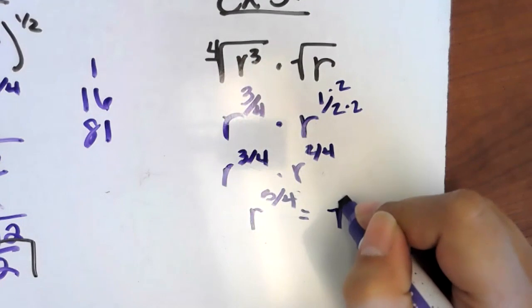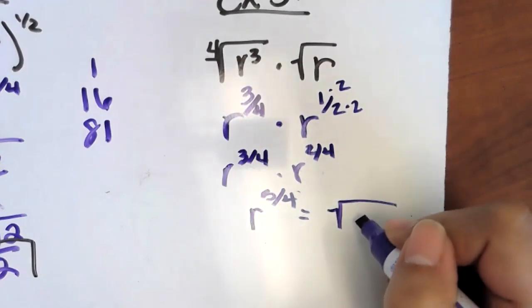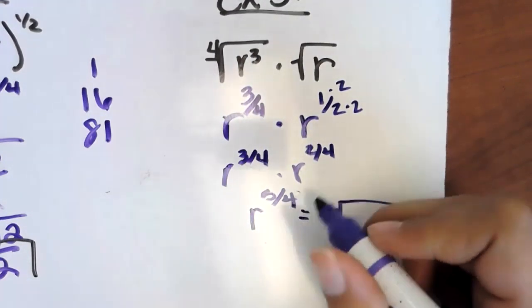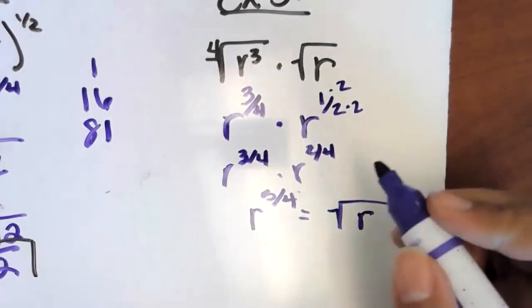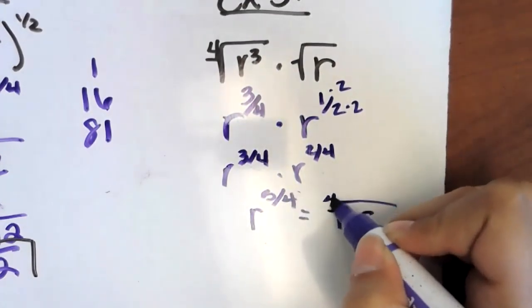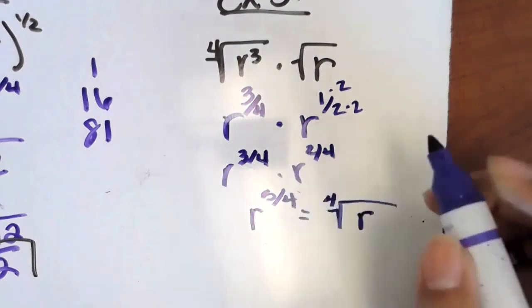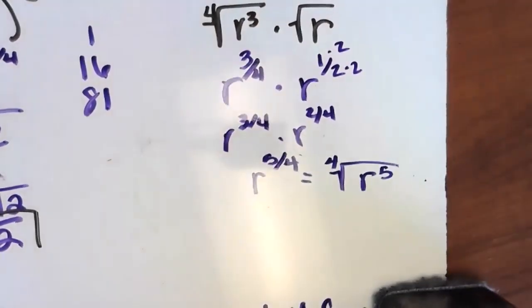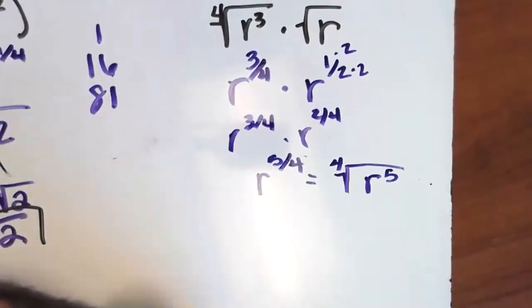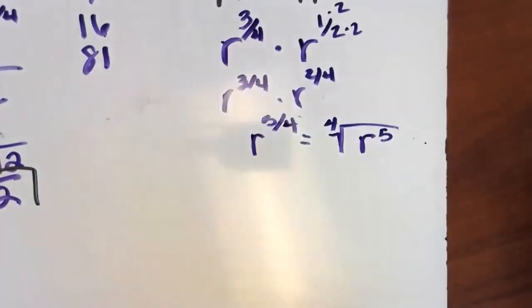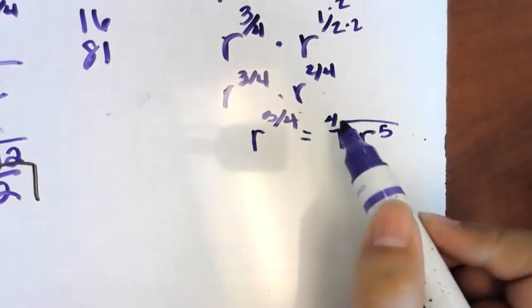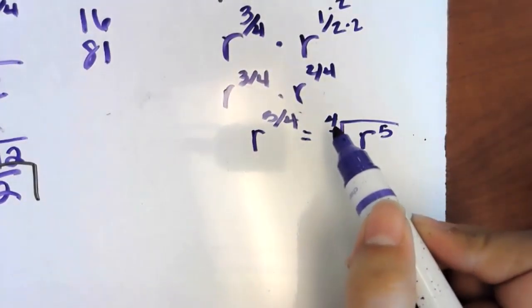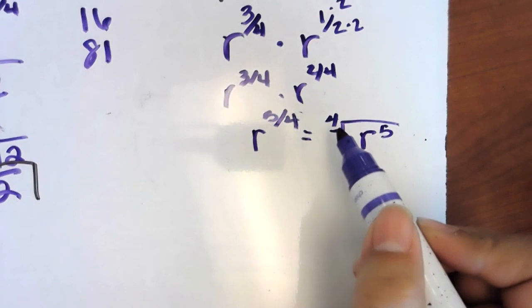Now we rewrite it as one radical. We still have a radicand of r. 4 is our index, and 5 just says we have the 5th power. And from here, you would simplify. So you ask yourself, is 5 a multiple of 4?